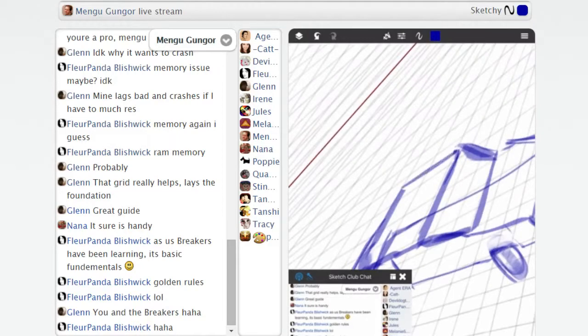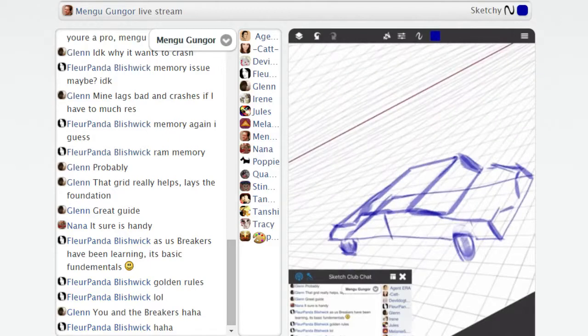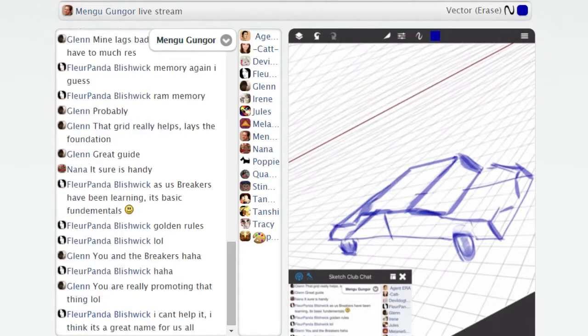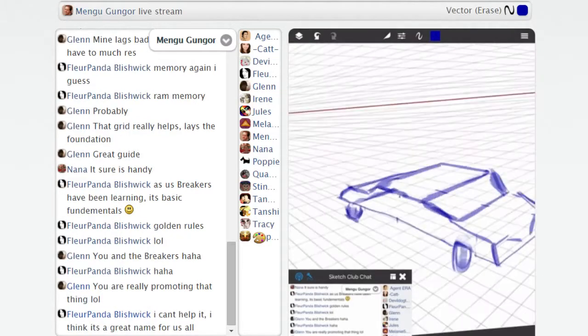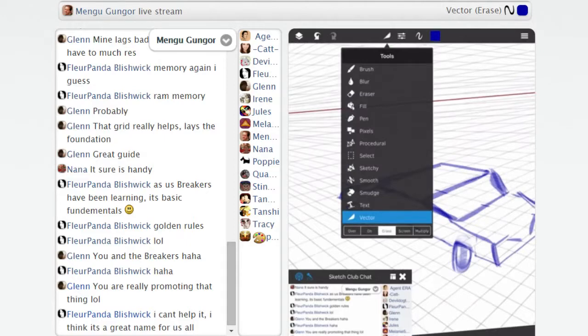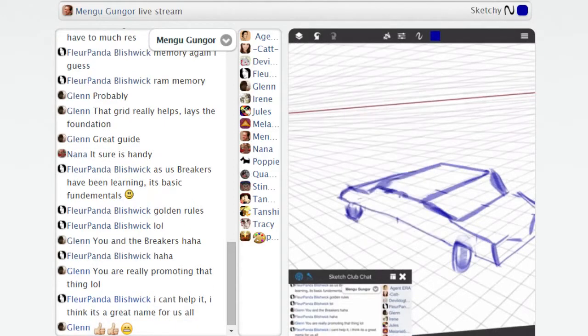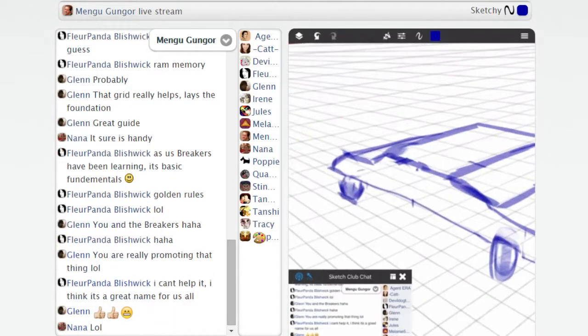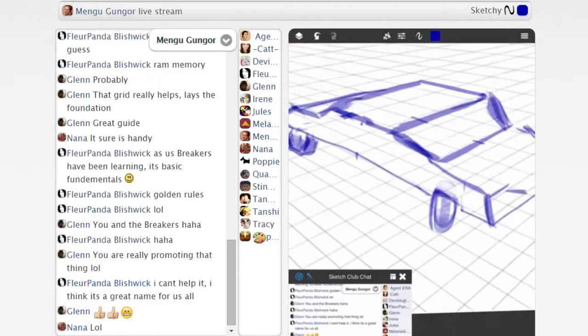That is a weird looking car. Why is that such a weird looking car? Because my lines aren't going where they should. So I really should pay more attention to my grid. Just a little clean up.